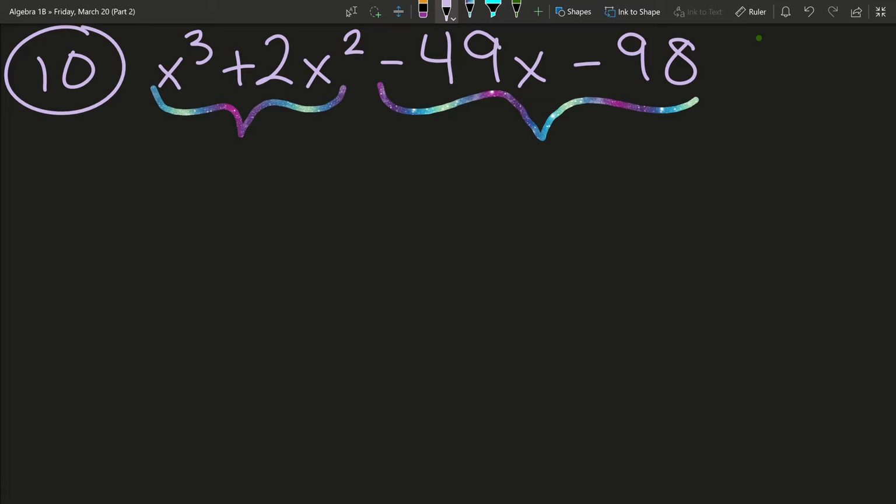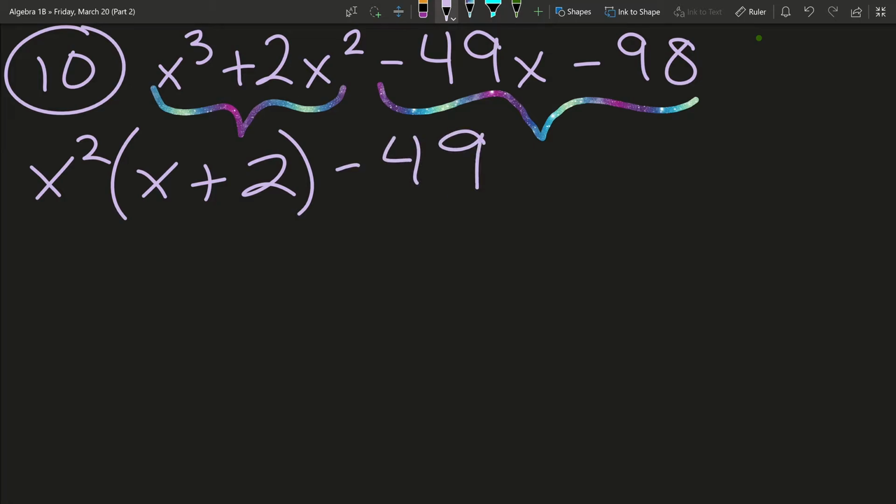The GCF from the first section is just x squared. So if we pull that out, we need to divide that whole section. So we're left with x plus 2. Let's try the second section. The GCF is going to be, this one's a little trickier, right? Negative 49x and negative 98. You would assume that it might be 3 or 9, but it's actually negative 49.